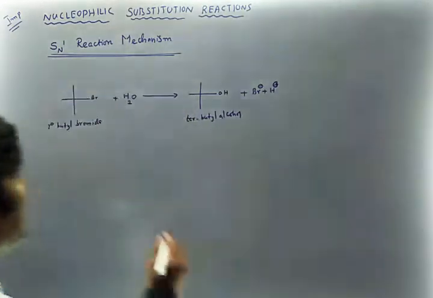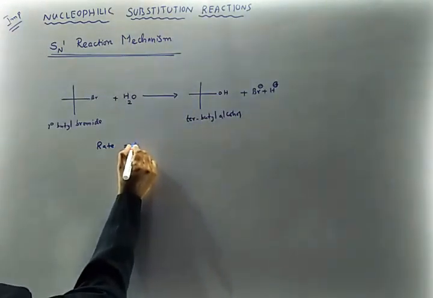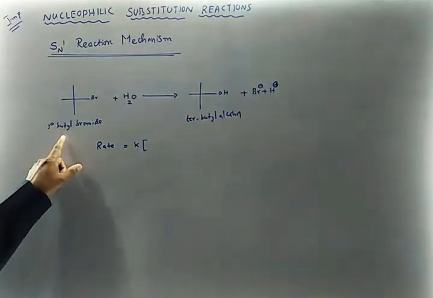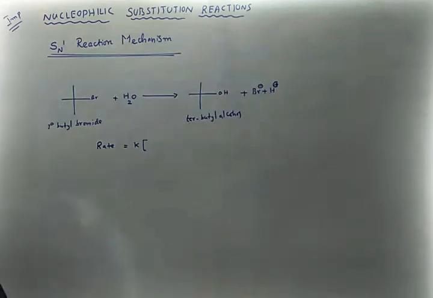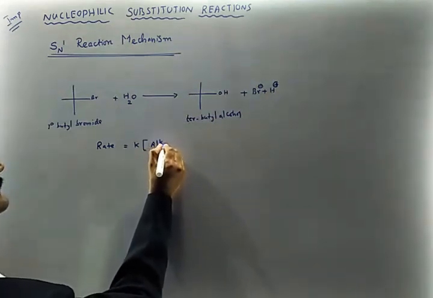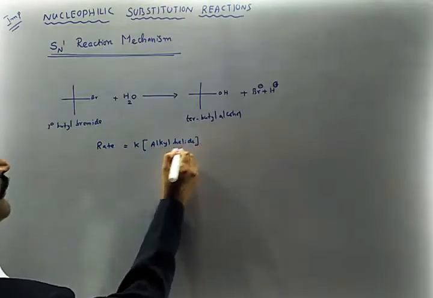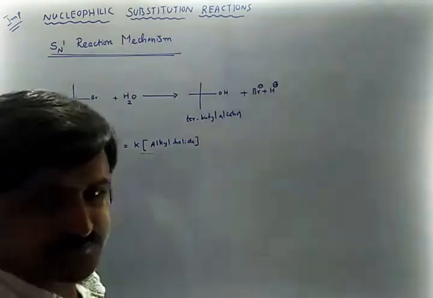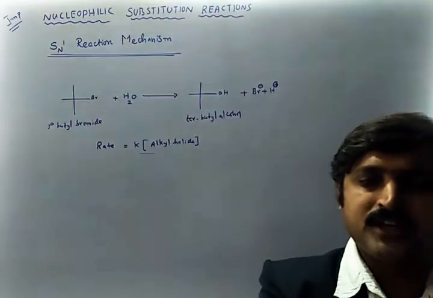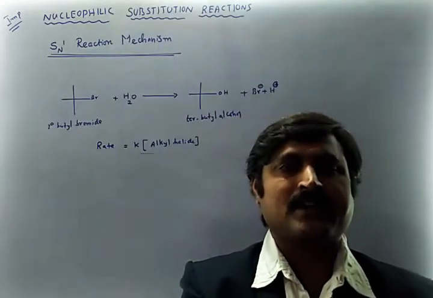So here, what is the rate of reaction? Rate is directly proportional to the substrate. Substrate is nothing but the alkyl halide, or tertiary butyl bromide in this case. So, because the rate of reaction depends upon the concentration of only one reactant, it is a first order reaction.